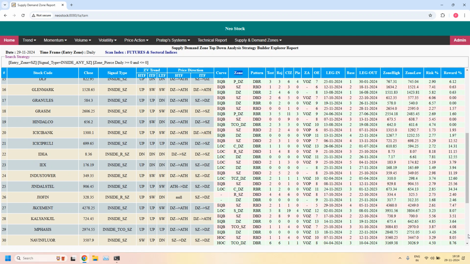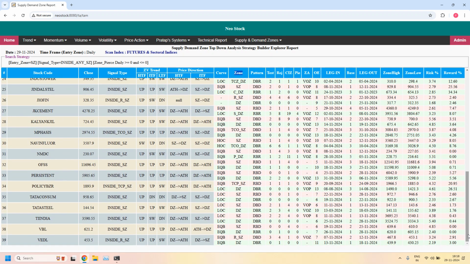I am further scrolling the list down. So total 39 stocks are filtered. In all these 39 stocks, currently price closed inside the daily supply zone.